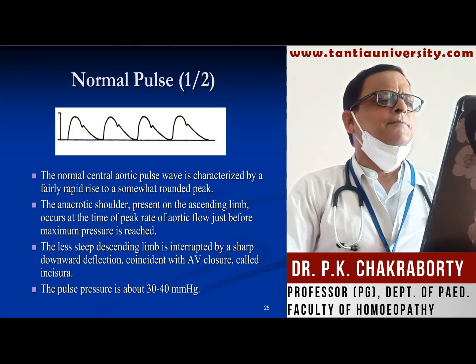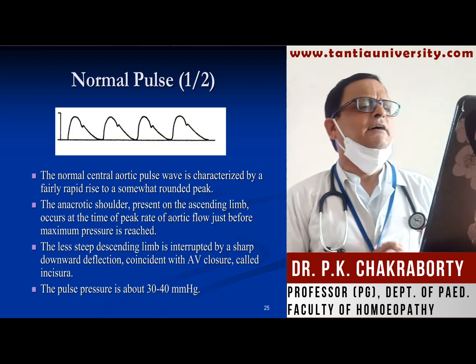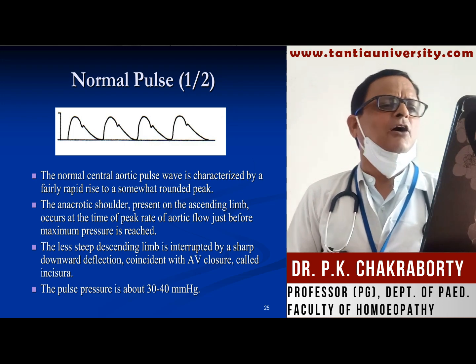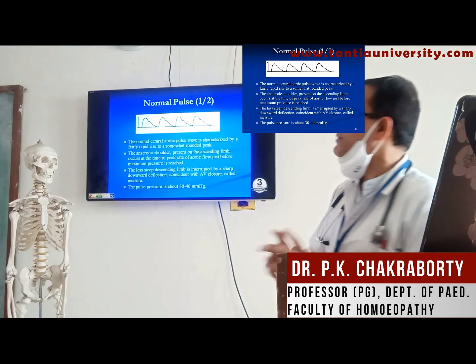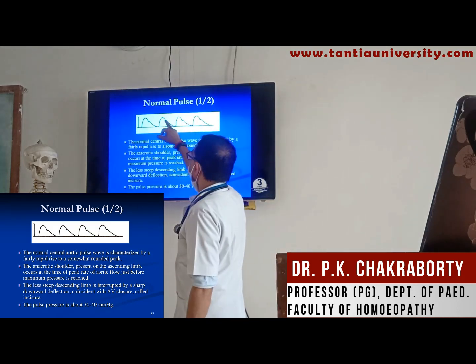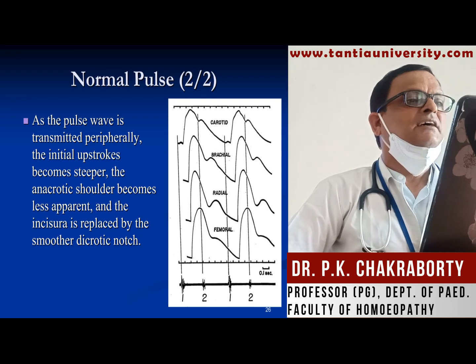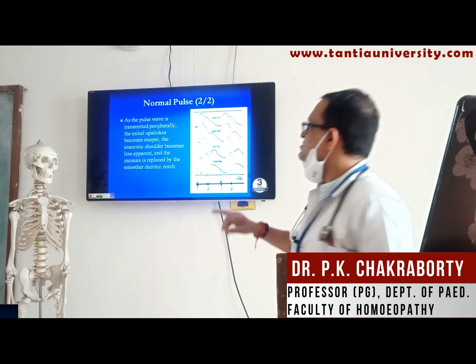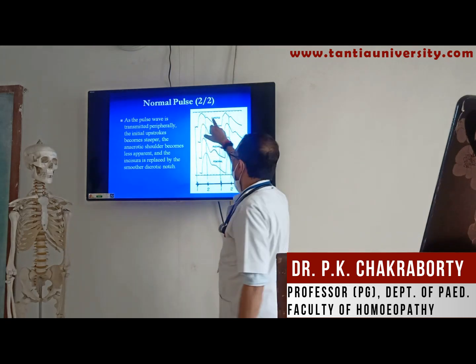So in the normal pulse, the central aortic pulse wave is characterized by a fairly rapid rise to a somewhat rounded peak, an anacrotic shoulder you will get, and the dicrotic notch you are getting on the diastolic phase. So this is the normal pulse. If it is the aortic pulse, you will get this type of picture.